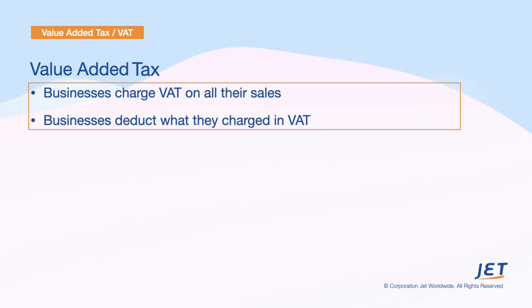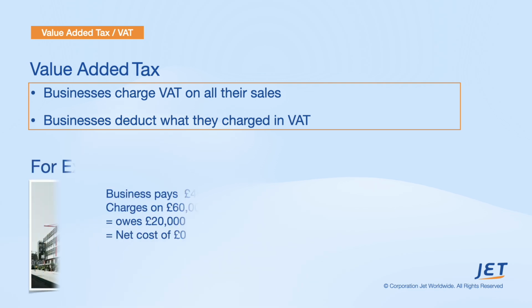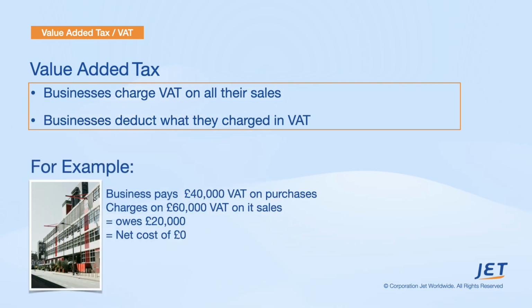The theory of value-added tax is that tax is only paid on the added value of each phase of production. Businesses pay VAT but can claim back VAT they charge on their sales. Take this example. A company paid 40,000 UK pounds in value-added tax for their purchases and charged their customers 60,000 pounds in value-added tax. In this case, they would have to remit 20,000 pounds to the government, effectively wiping out the VAT paid on their purchases.